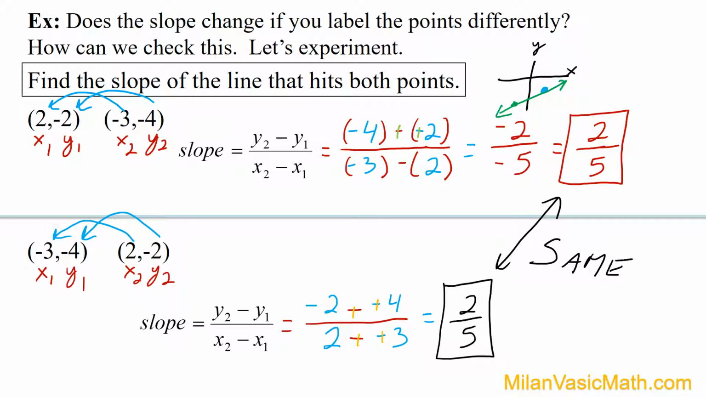those are the same. So to answer our question, does the slope change if you label the points differently? That is a big no. It's like 14 exclamation points. Okay, I ran out of room.